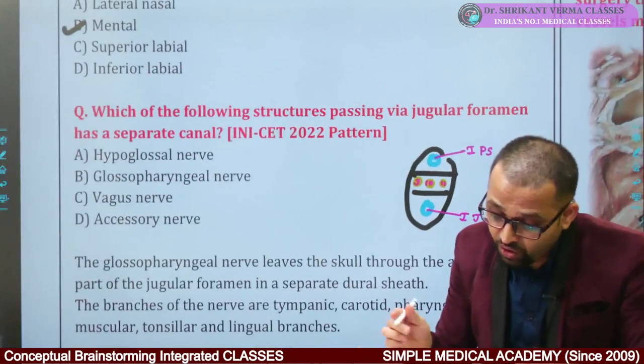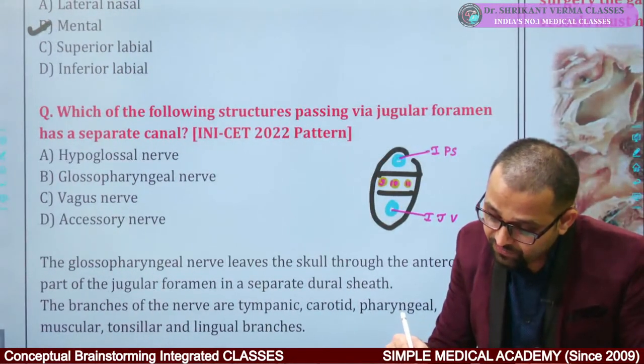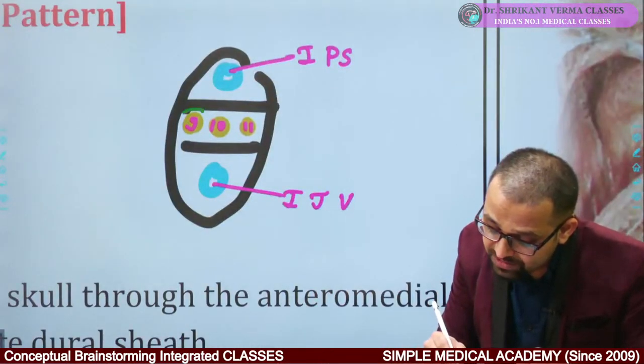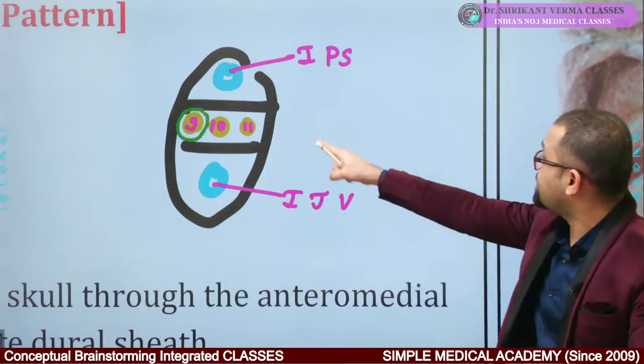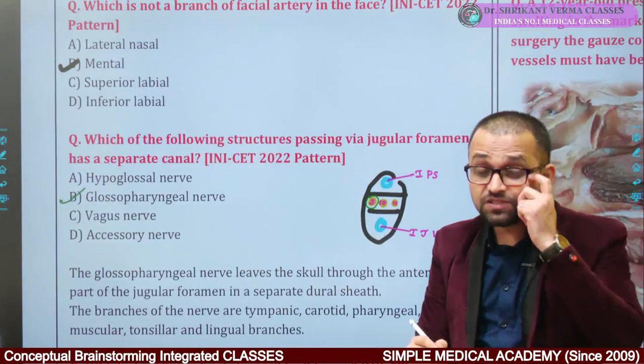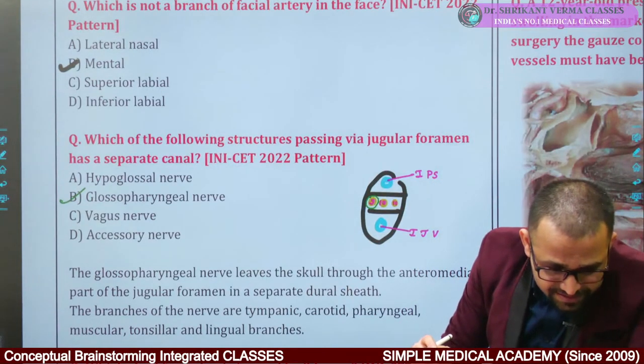Remember, among all of these, the 9th cranial nerve has one separate dura mater covering. So here is one image for all of you so you can remember this structure. The 9th cranial nerve is separately covered with a dural sheath. So remember, the answer is B. Agree everybody?